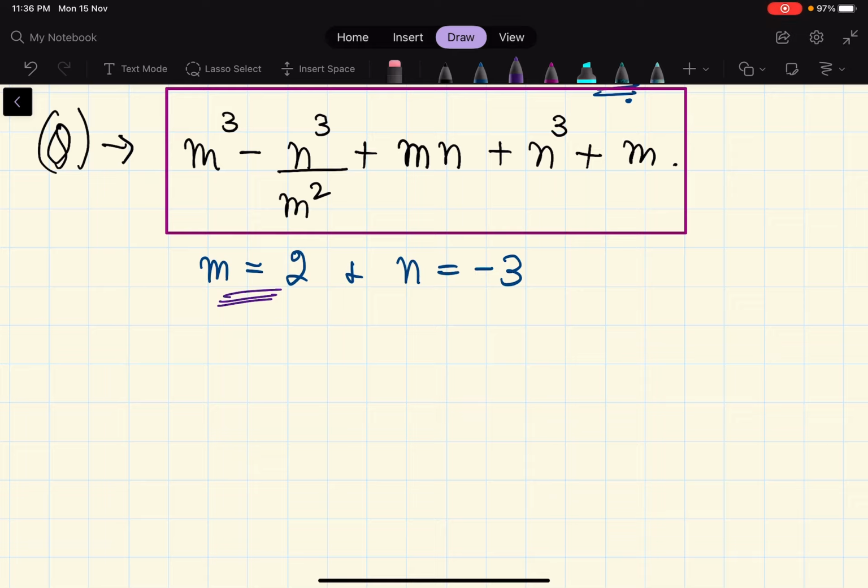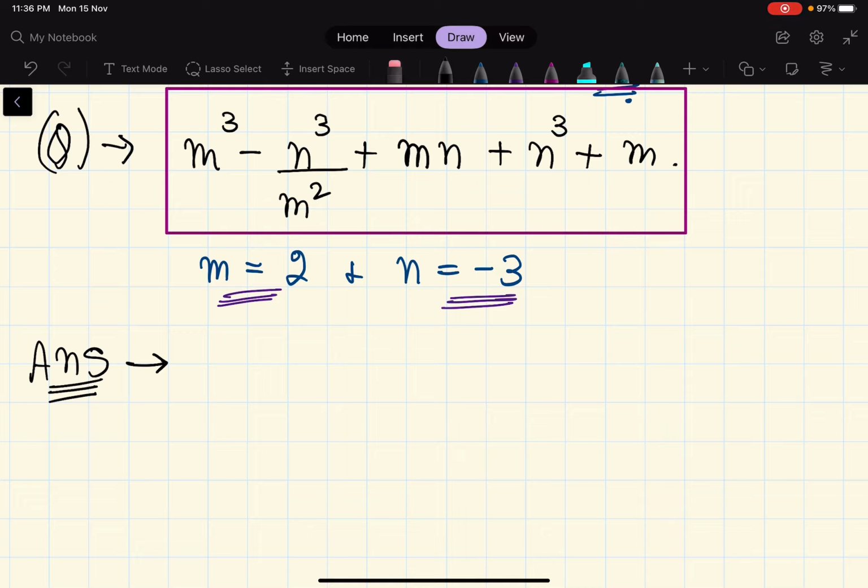So m we are given as 2 and n we are given as minus 3. The main concern in these types of questions is that you don't mess up the signs. Once you mess up the sign, your whole question will go in the wrong direction. So the best way to avoid the mistake in sign is I use brackets everywhere. Every single step I use brackets. Watch me do the solution.